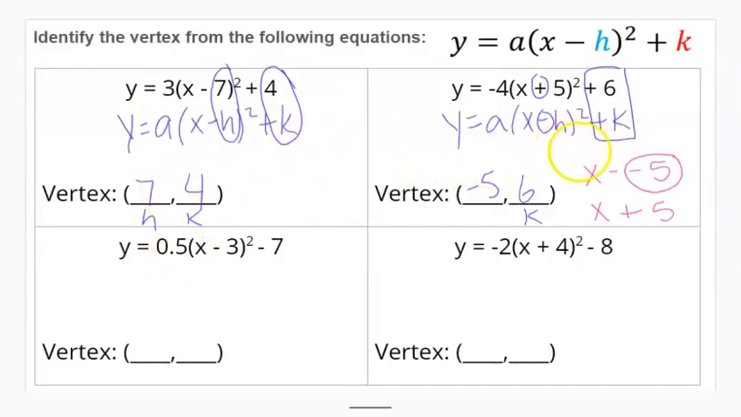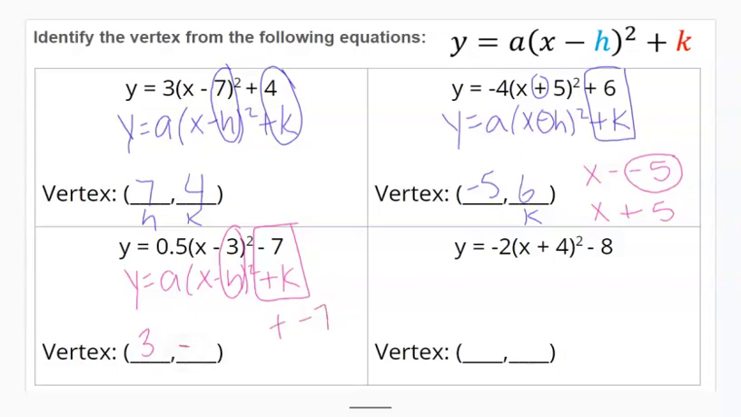All right. So then if you have a minus in the middle, so y equals a times x minus h squared plus k, we have that minus in the middle, so h is just 3. So remember, if it says minus, then the vertex is going to be positive, so it's kind of opposite. But then here, when we have plus k, we have minus 7. So minus 7 is really the same as plus negative 7. So we're going to keep that negative with the value and make it negative 7 for our vertex.